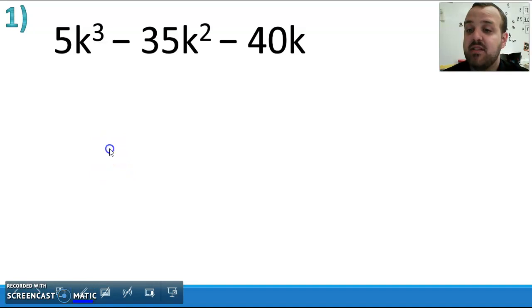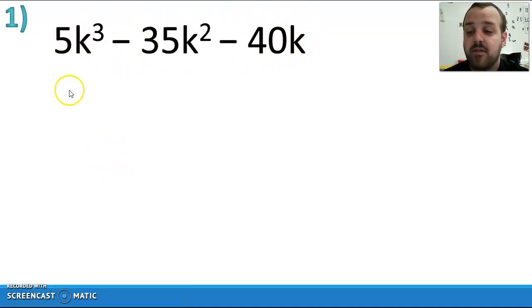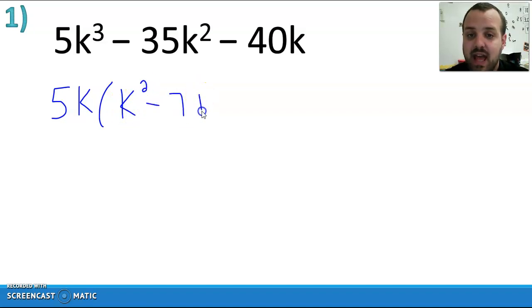What it really just means is that we have to take out a GCF from this. So the first thing we're going to do is say, all right, what goes into every term? That's going to be 5k. 5k goes into all of these terms. I can take that out. And then I go through and I divide each thing by 5. So I'm going to be left with k squared minus 7k minus 8.